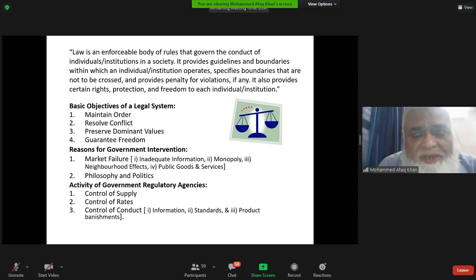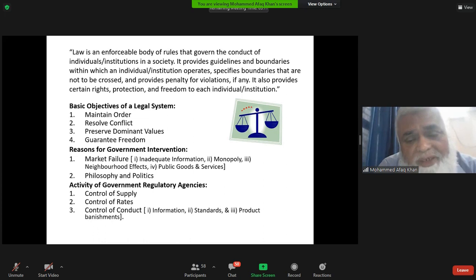Then control of conduct. Number one, information: there are certain products which are harmful for consumption, and statutory warnings are to be given on the packaging itself, particularly on tobacco products. So that information has to be put by the companies. Standards are there, for example the ISI standard for electrical appliances or such products.